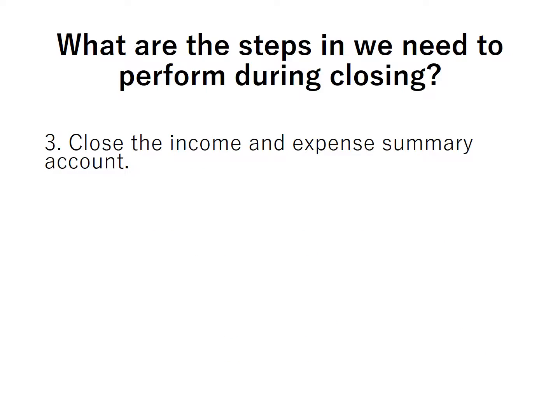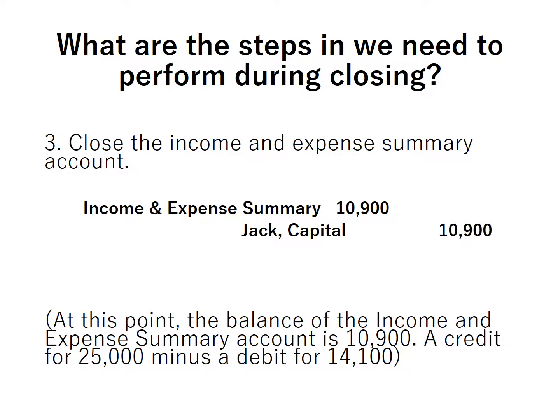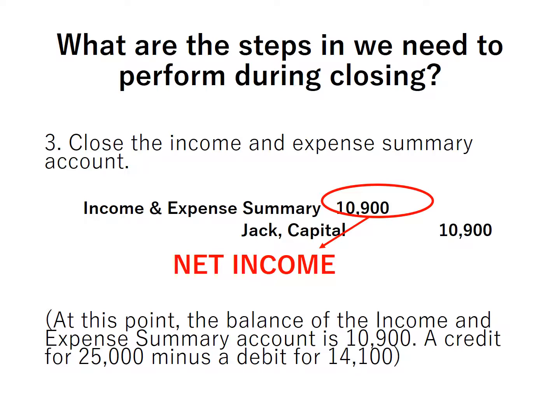Next step, close the income and expense summary account. At this point, the balance of the income and expense summary account is 10,900, a credit for 25,000 pesos minus a debit for 14,100. The journal entry is a debit to income and expense summary 10,900 and credit Jack Capital 10,900. Actually, 10,900 is the net income.